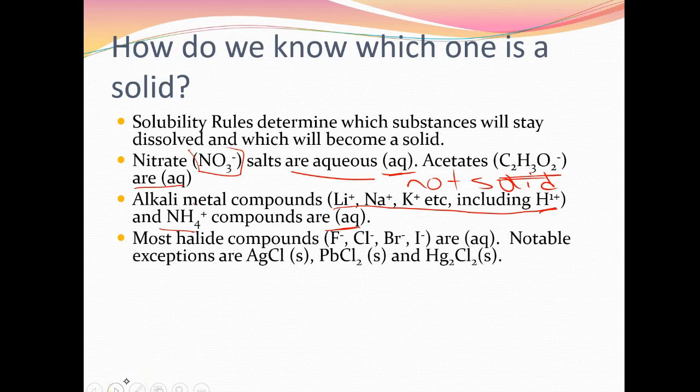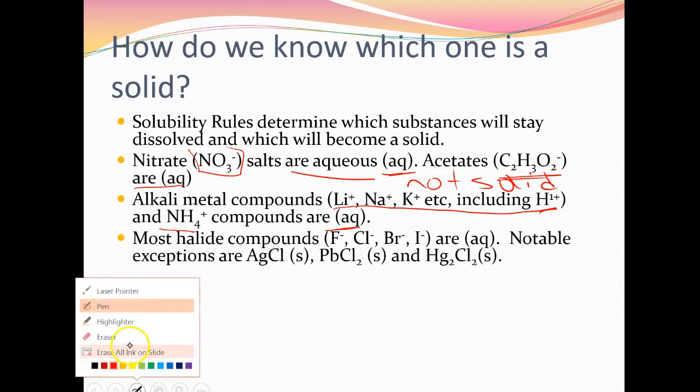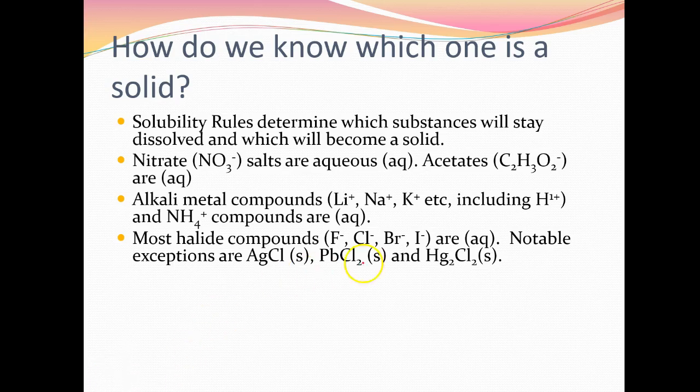Okay. Now, once we get to the halides, column 17, halogens: 1, 2, 3, 4. Those four: fluoride, chloride, bromide, and iodide. Now, they are mostly aqueous. Some that are not are AgCl, solid. That would also apply to AgI, AgF, and AgBr.